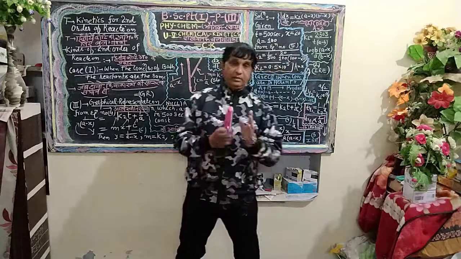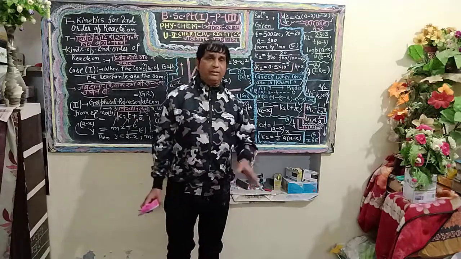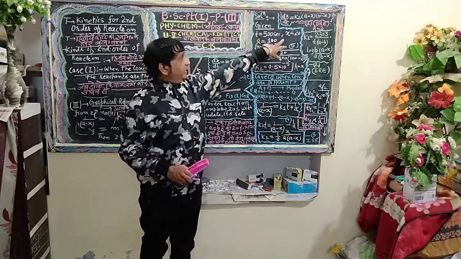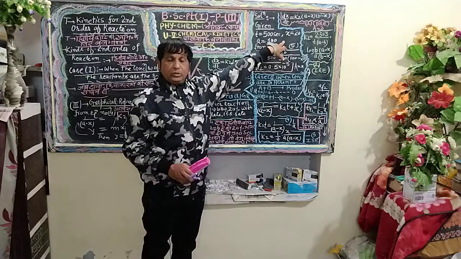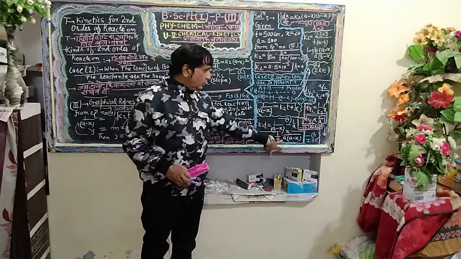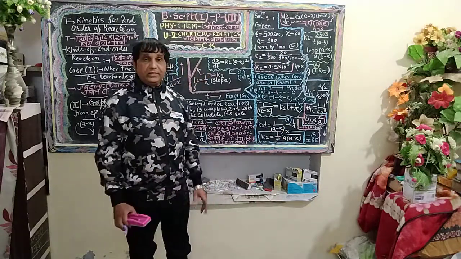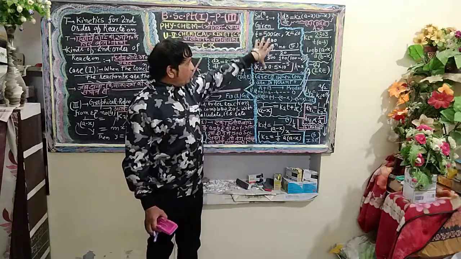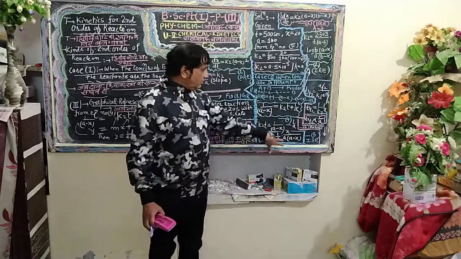Now let us separate the given quantities here. t is equal to 500 seconds, and 20% means x is equal to 20 and a is equal to 100. Now, using the standard integral rate equation, let us pick equation number 5 here. Now put all these values in equation number 5.